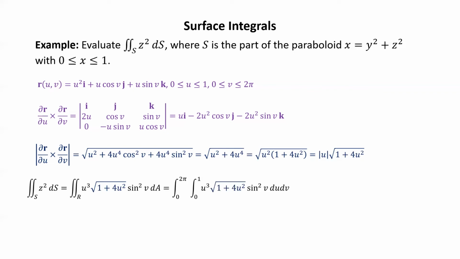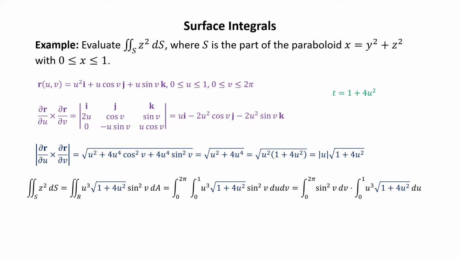Okay, let's put the limits on. The v limits are 0 to 2 pi, the u limits are 0 to 1. We could split this into a product of two separate integrals because the limits are all constant and the integrand is a product of two functions, a function of u and a function of v. The first integral, we're going to use a power reducing formula. And for the second integral, we're going to have to do a substitution.